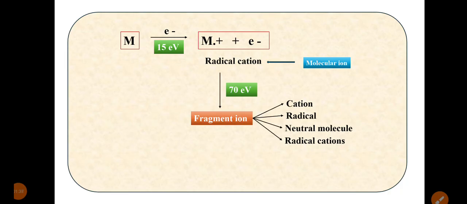Again, if you give that radical cation or molecular ion 70 electron volt energy, it will form different fragments. How do we give that 70 electron volt energy? There are accelerating plates in your mass spectrometer. From the molecular ion you only get the molecular weight, but what different fragments form depends totally on the higher energy of 70 electron volt. And the fragment ions formed are cations, radicals, neutral molecules and radical cations.